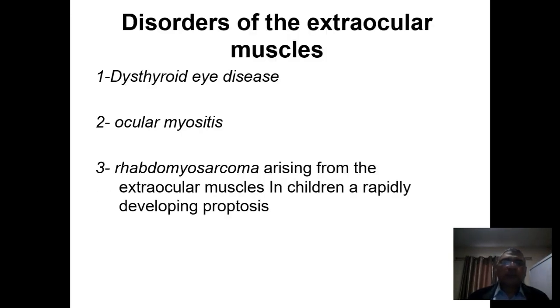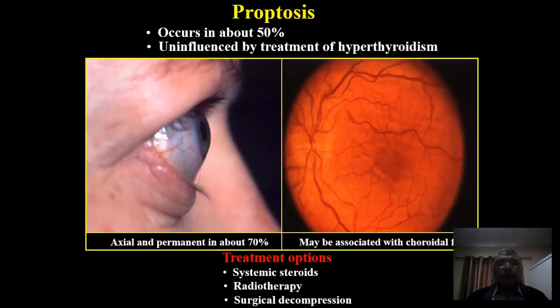Disorders of the extraocular muscles, such as thyroid eye disease, involve the extraocular muscles and the development of proptosis due to involvement of the orbital tissue with infiltration of glycosaminoglycans and inflammatory cells. Number 2, ocular myositis also may occur. Rhabdomyosarcoma, which is a malignant tumor occurring in the extraocular muscles in children, may produce proptosis in these cases.